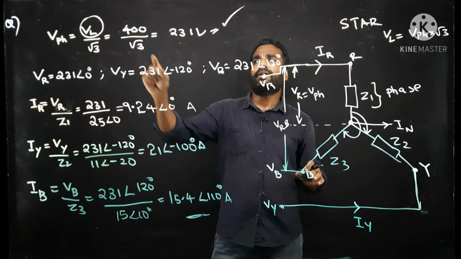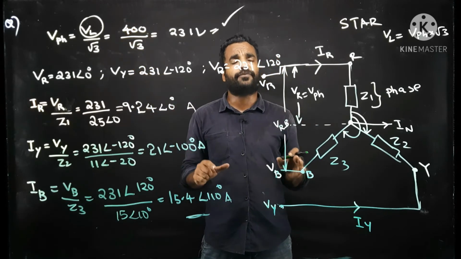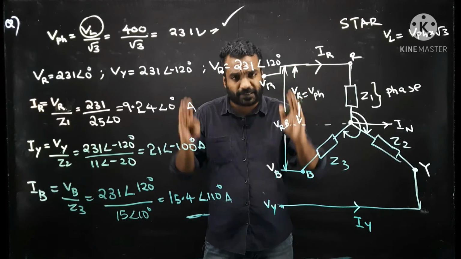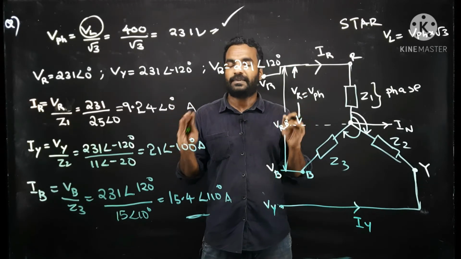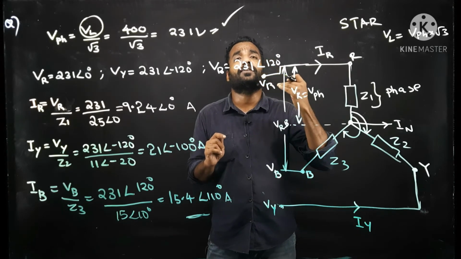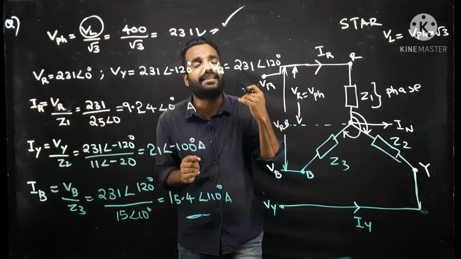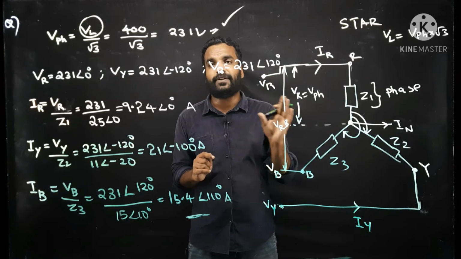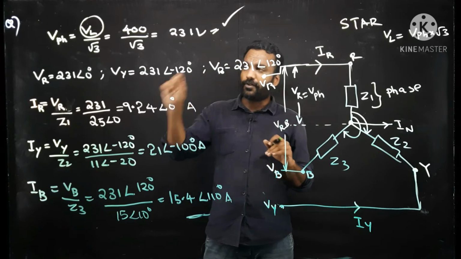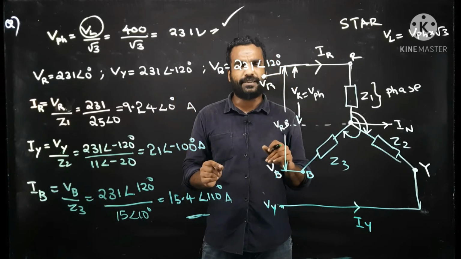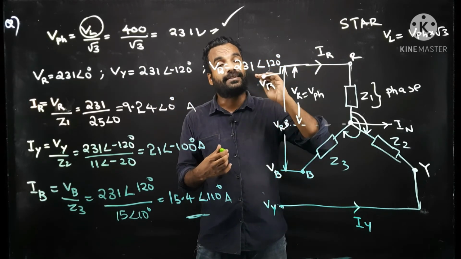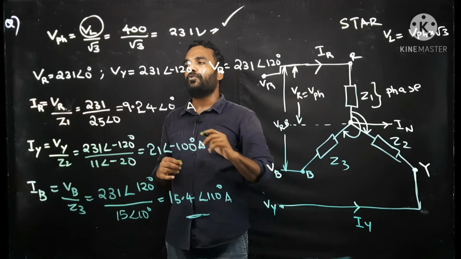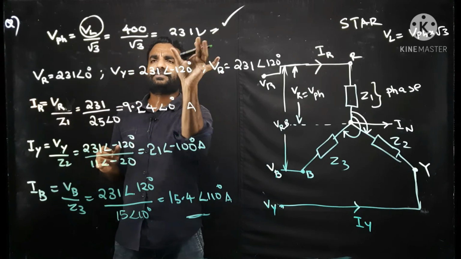One more point, if 400 is not specified as line voltage, then also you have to understand that even if nothing is specified, that is line voltage. In a question, if they simply say a 400 volt system, then you have to understand that it is line voltage. They will not specify it. In our problem, they are specifying it as line voltage. Otherwise also, if nothing is specified, please take it as line voltage and then convert to phase voltage. So 231 is the phase voltage.